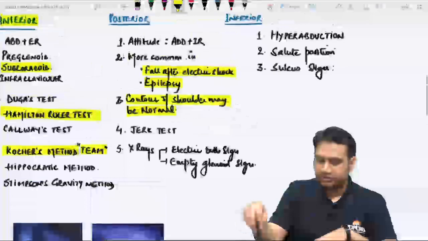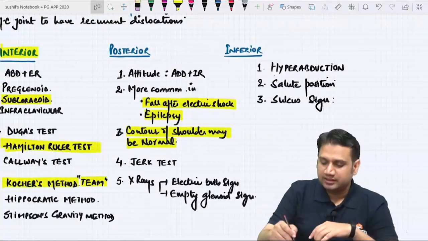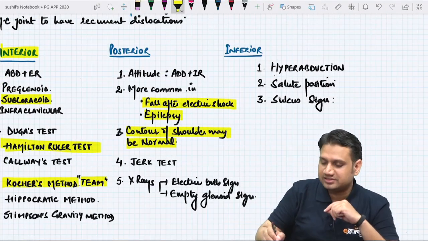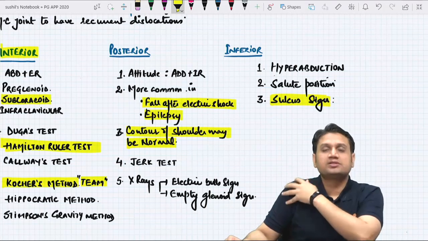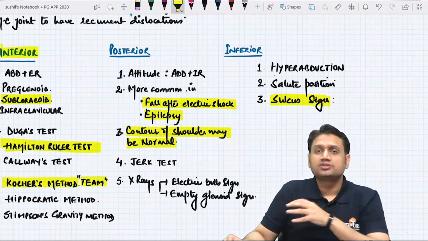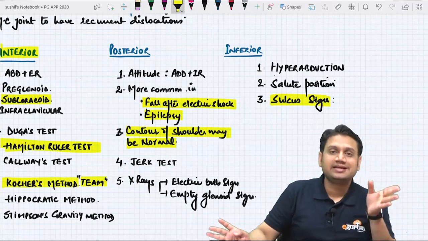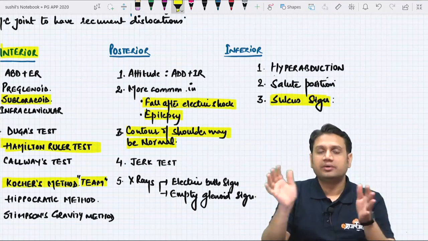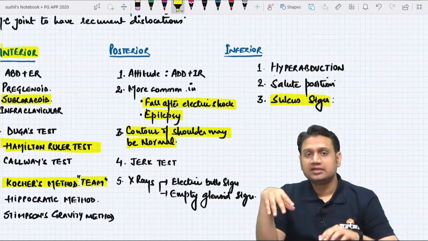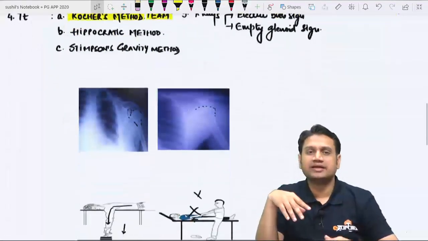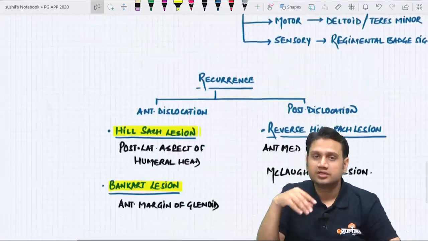But if you see the differences of these three, you know that in the anterior dislocation as well as the inferior dislocation, there will be deformity around the shoulder girdle area, right? So contour will be lost in anterior and inferior for sure, but in posterior it may remain normal in the majority of cases, right? So this is about posterior dislocation, anterior dislocation and inferior dislocation of the shoulder.